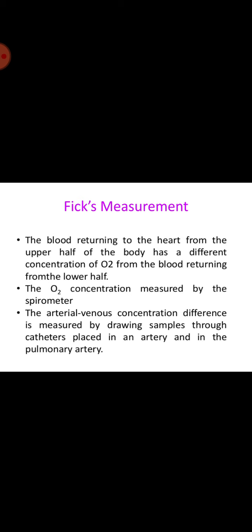So this diagram shows that blood returning to the heart from the upper half of the body has a different concentration of oxygen from the blood returning from the lower half. So the oxygen concentration is measured by the spirometer. The arterial and venous concentration difference is measured by drawing samples through catheters placed in the artery and in the pulmonary artery, as you can see in this diagram.